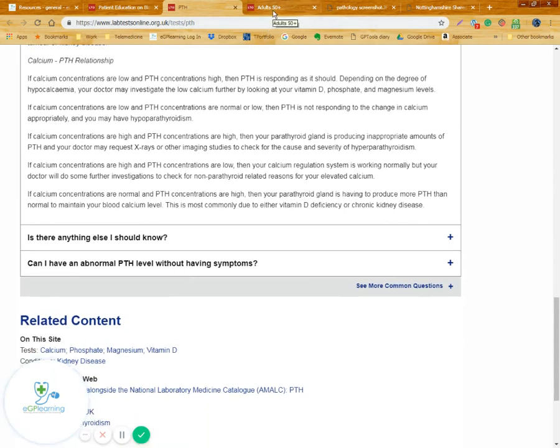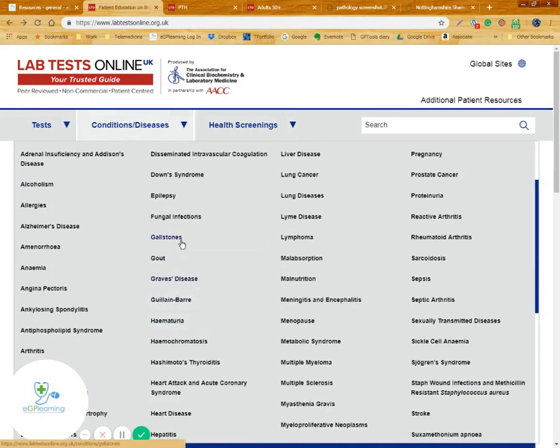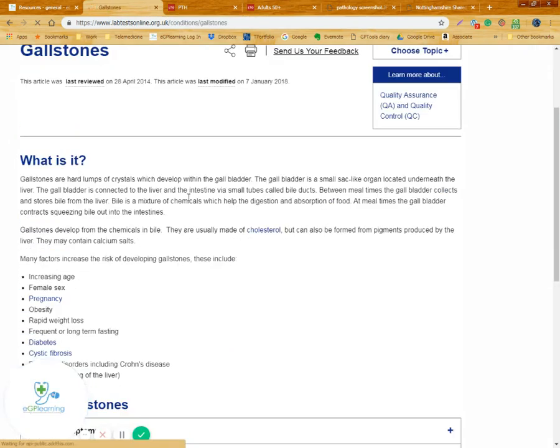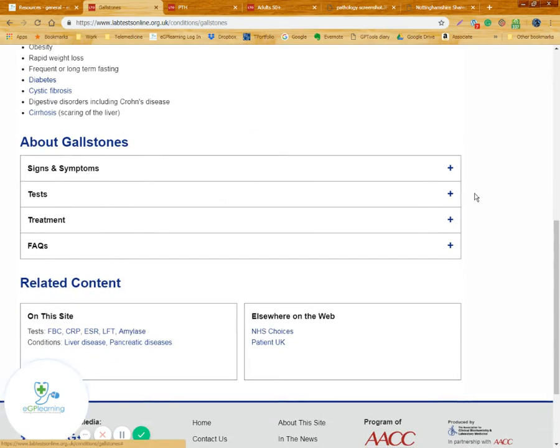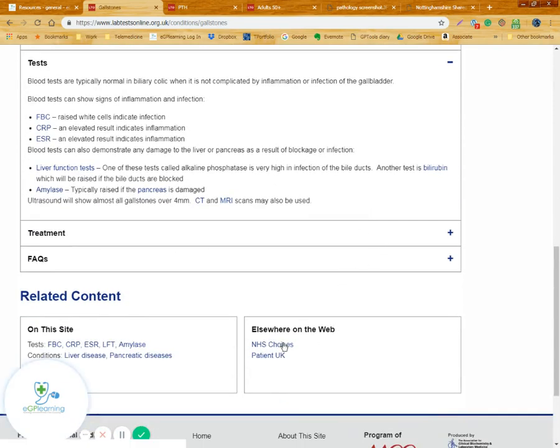Alternatively, you could look at it by conditions, for example, things like gallstones, which was one of the ones that we saw here. So you can look at the individual information about the condition itself, what tests you may want to consider in terms of investigating it, and it also links to various pages such as NHS Choices and Patient UK to give a leaflet to the patient.